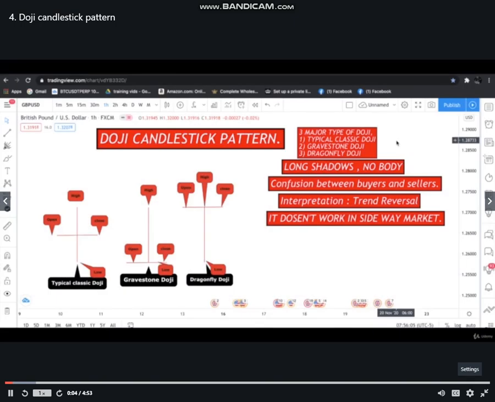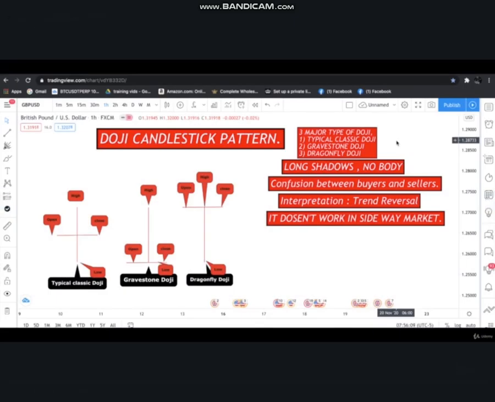Hello everyone, this is the doji candlestick pattern. Basically there are three major types of doji candlesticks: the typical classic doji, the gravestone doji and the dragonfly doji, as I have labeled for you on the left side. The characteristic of a doji candlestick is that it has long shadows but no body at all.